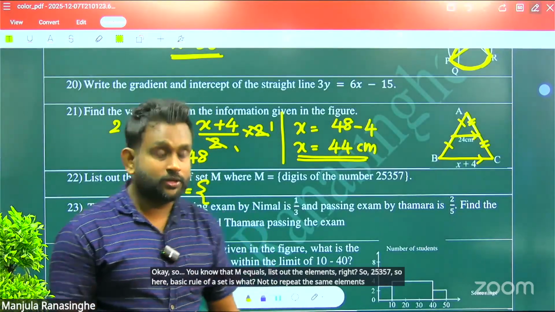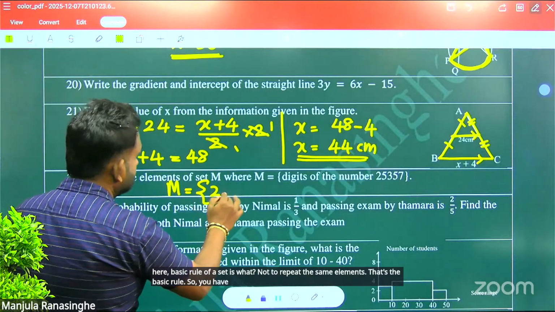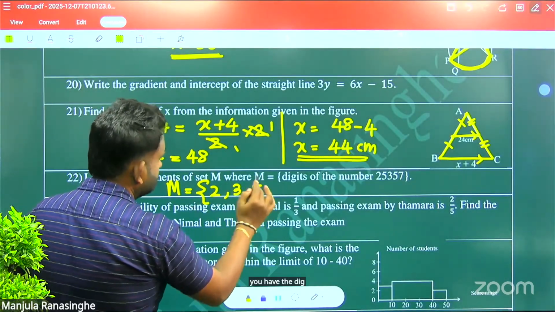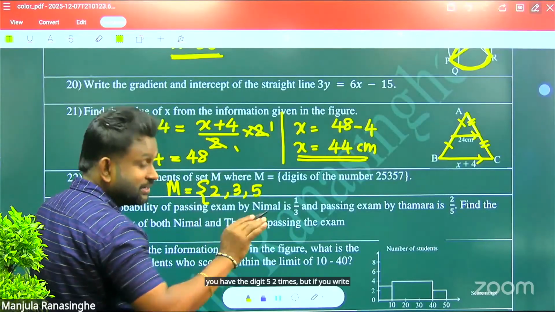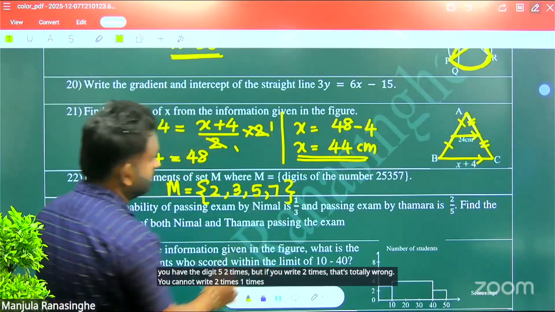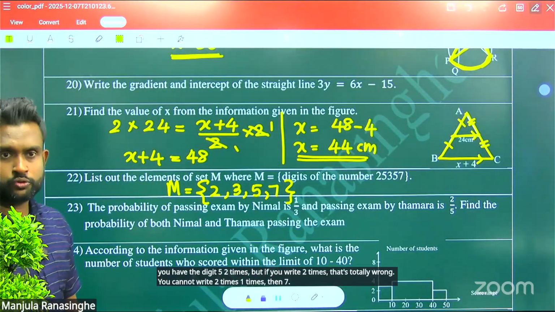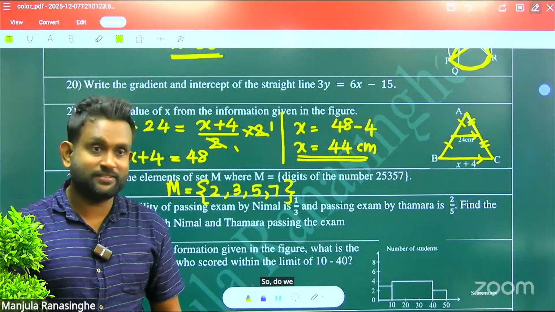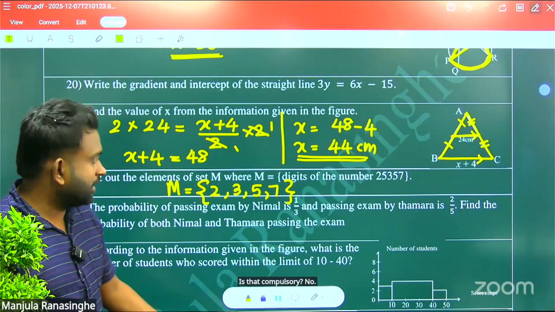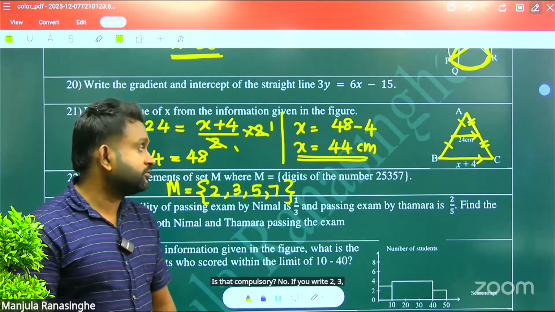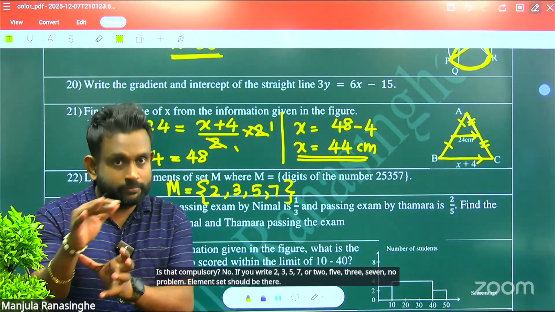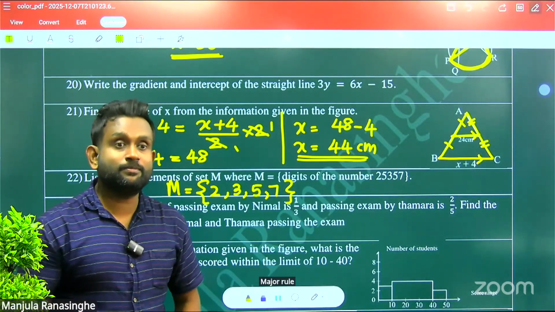That's the basic rule. So you have the digit 2, then you have the digit 3, you have the digit 5 two times, but if you write it two times, that's totally wrong. You cannot write it two times, only one time, then 7. So do we need to write in ascending order? Is that compulsory? No. If you write 2, 3, 5, 7 or 2, 5, 3, 7, no problem. The set elements should be there. The major rule is not to repeat the same element, right?